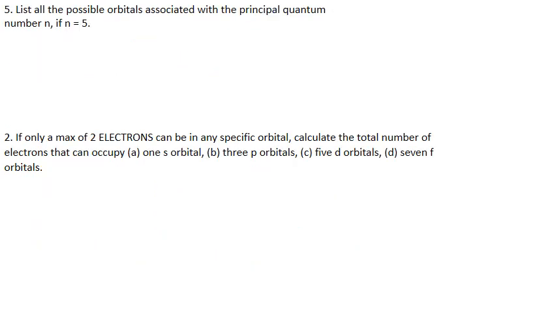Alright, so number 5, here's a doozy. It says list all the possible orbitals associated with the principal quantum number n if n equals 5. First thing I have to do is determine the types of orbitals I can have by finding my L values. So L ranges from 0 to 1 less than 5. So 0 to 4. That's s, p, d, f, and g orbitals.